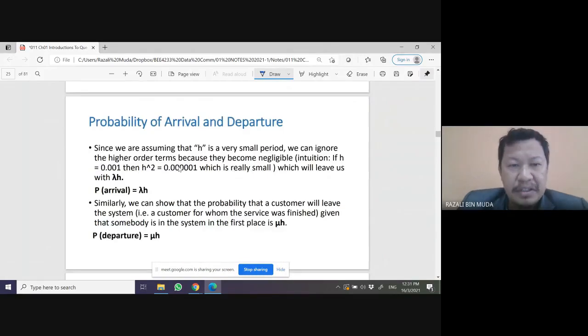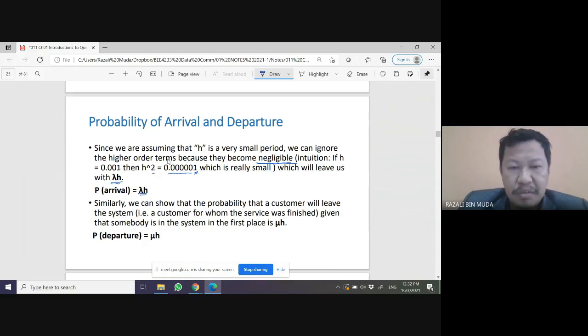Probability of arrival and departure. Since we assume that h is very small, we can ignore the higher order terms because they become negligible. For example, if h is 0.001, then h to the power of 2 becomes very small, so we can ignore this. That leaves us with lambda h. So the probability of arrival equals lambda h.